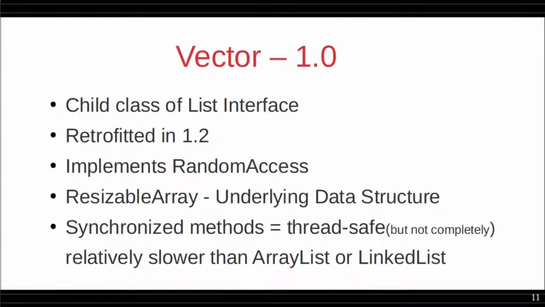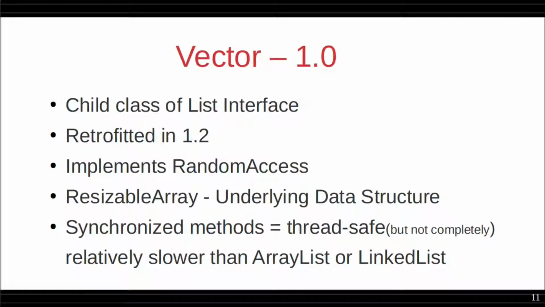Vector 1.0, the last of the three child classes of List we're going to talk about. Vector was refactored in 1.2 to be compatible with List, and it implements random access as well as serializable and clonable, and its underlying data structure is dynamic array or resizable array. So there are a few things it has in common with ArrayList already.